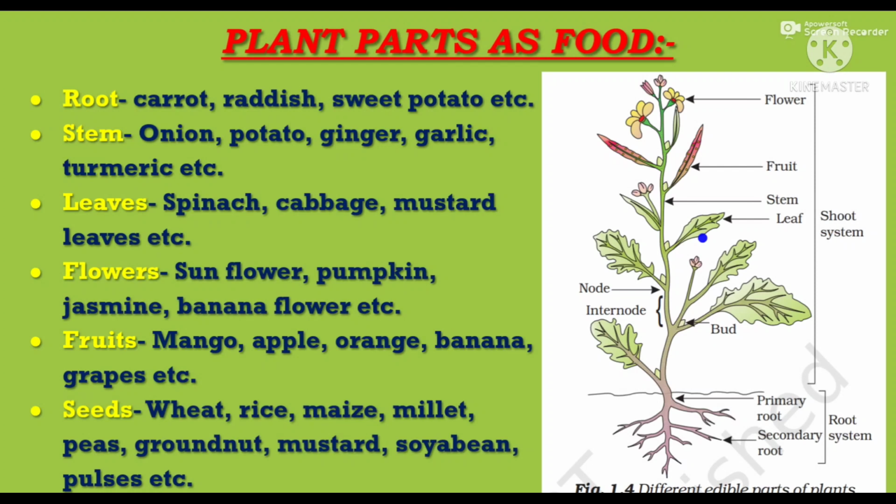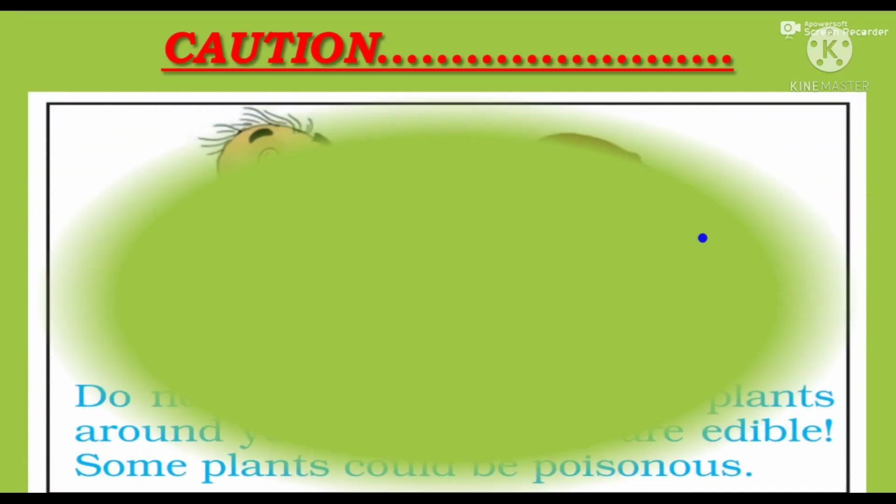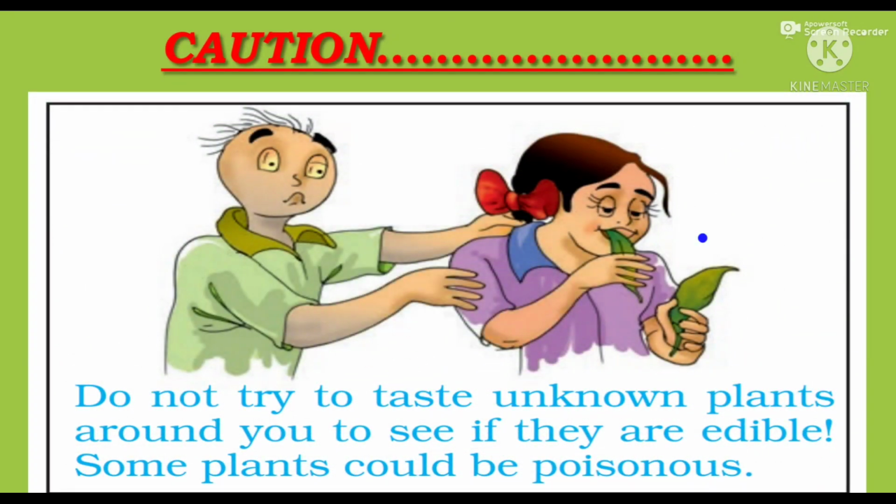So different plants have different edible parts. We can't eat all the parts of a plant as food. That's why do not try to test unknown plants around you to see if they are edible. Some plants could be poisonous, so we should not eat all the plant parts, and not all plants are edible plants.